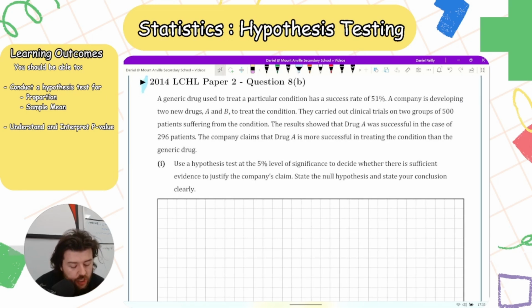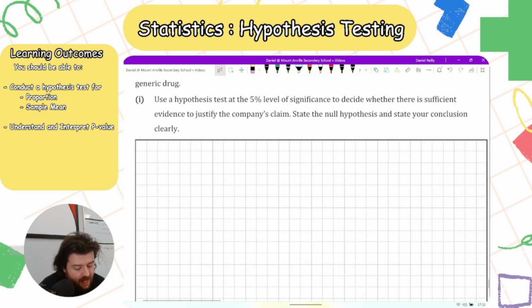A generic drug used to treat a particular condition has a success rate of 51%. A company is developing 2 new drugs, A and B, to treat this condition. They carried out clinical trials on 2 groups of 500 patients suffering from the condition. The results showed that drug A was successful in the case of 296 patients. The company claims that drug A is more successful in treating the condition than the generic drug. Use a hypothesis test at a 5% level of significance to decide whether there is sufficient evidence to justify the company's claim.